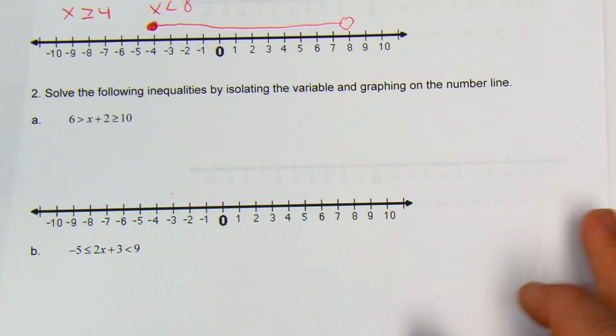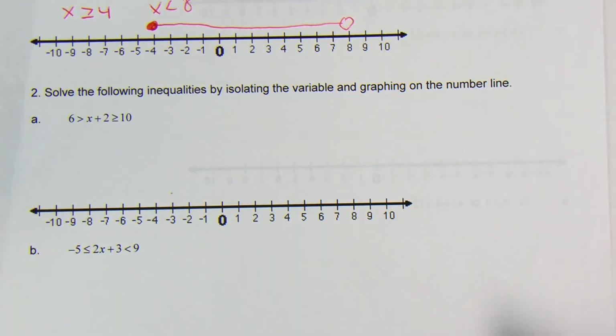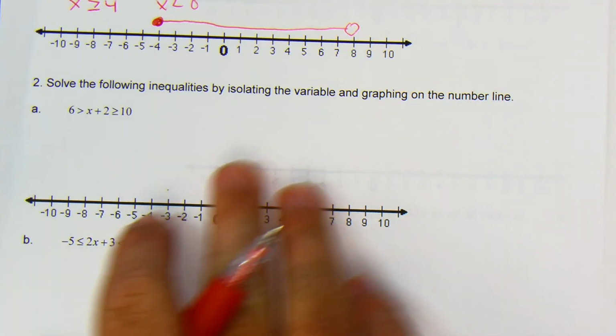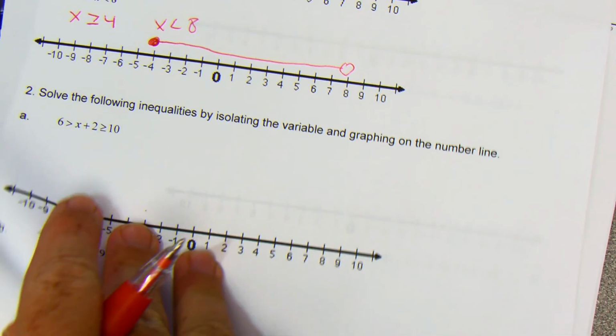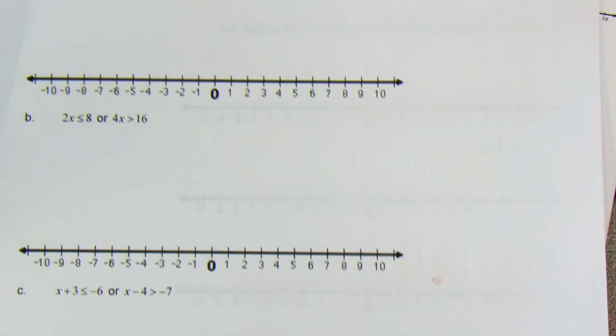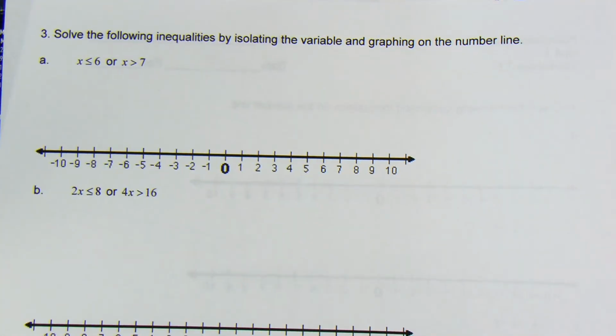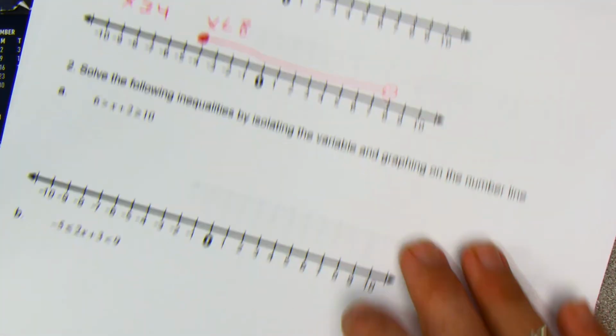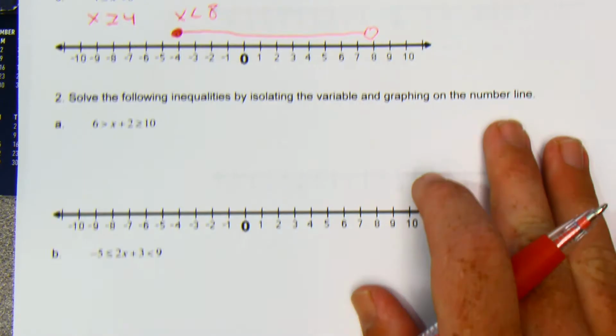Okay, so moving on to number 2, it says solve the following inequalities by isolating the variable and graphing on the number line. So we are solving these. These are all less thans, and then graphing. So we're solving those and then graphing. And then on the back, we have a bunch of word problems that we are solving and then graphing. I'll go ahead and at least start B with you guys.